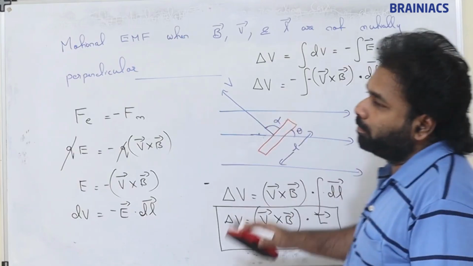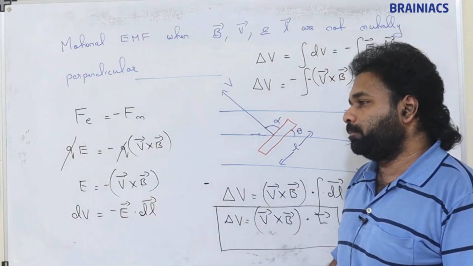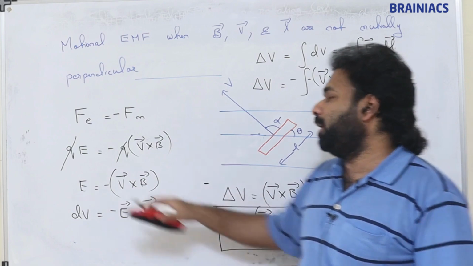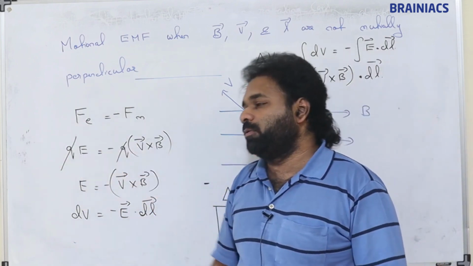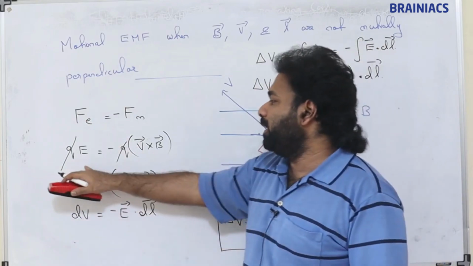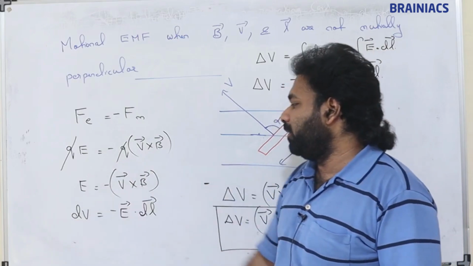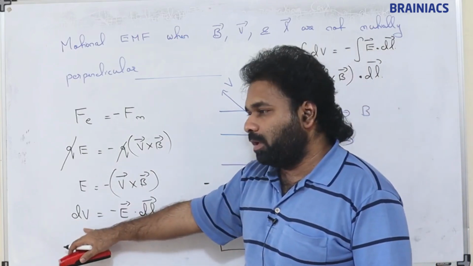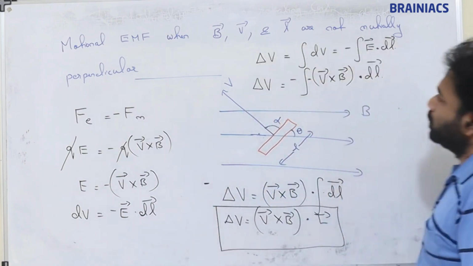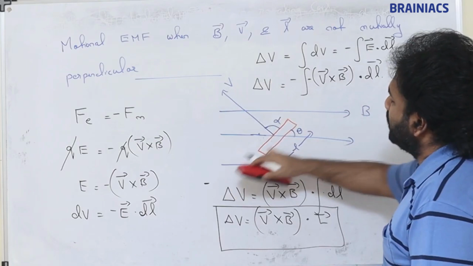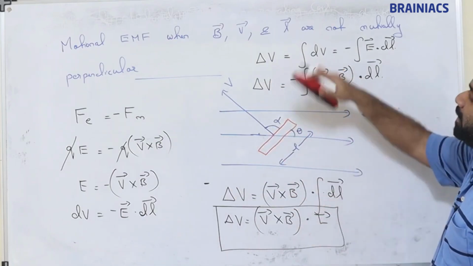So this will move until it reaches equilibrium. Correct? The same thing will happen until it reaches equilibrium. Equilibrium means equal and opposite forces. So QE is equal to minus Q into V cross B. So we got the electric field. So the small change in potential is E dot dl. So the potential difference between two ends we can find by integrating this dV.